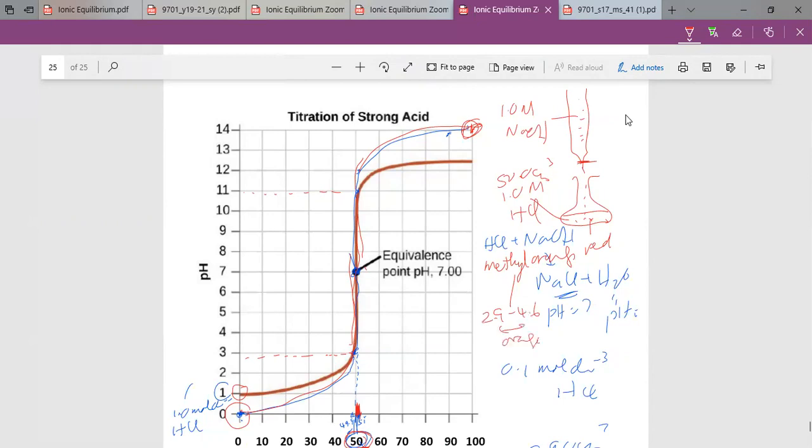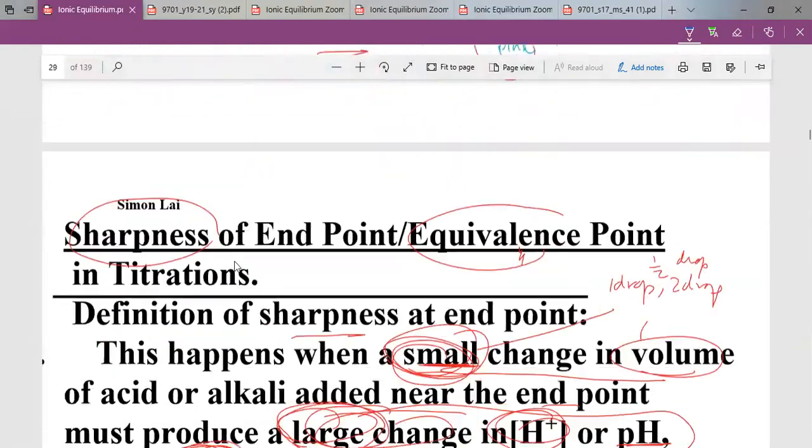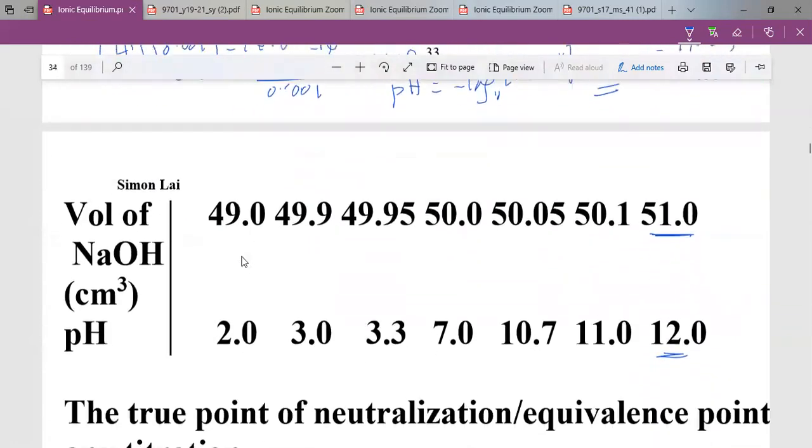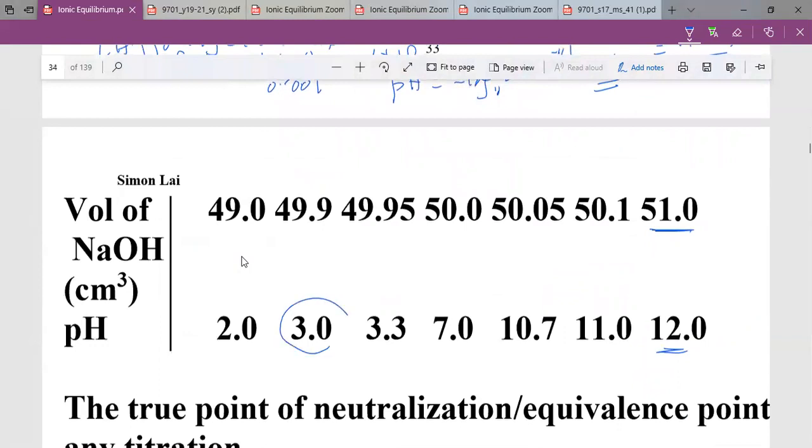Starting here, after 10 cm cube, it still remains below this range, because the pH is about 1 something. It'll be red. After 20, it's still 1.3 or 1.2, still red. 30 is still red. 35 red. After 40, it's still red, pH 2.1. After 45, it's still red. When I add nearly 49.9, to be exact, what's the pH already? 3, isn't it? From our calculation it is 3. The color changes already. 49 is still 2.